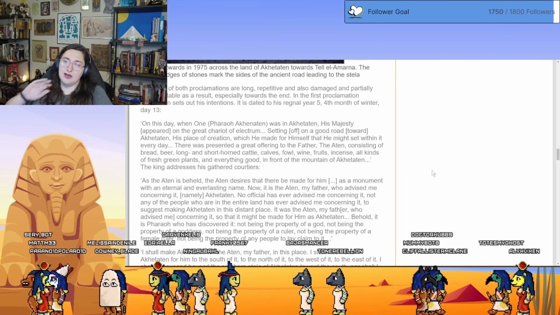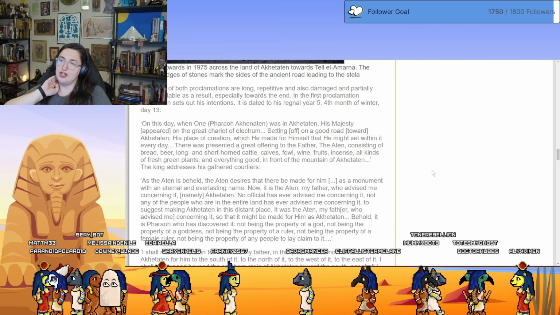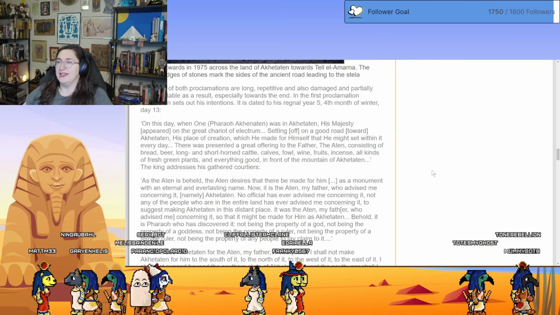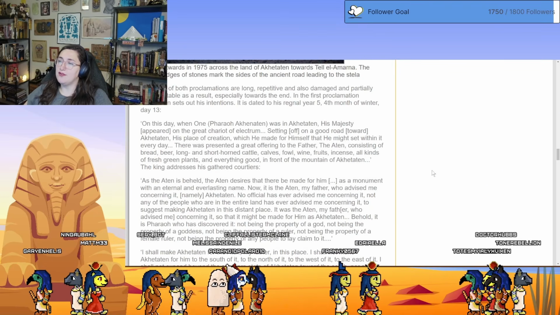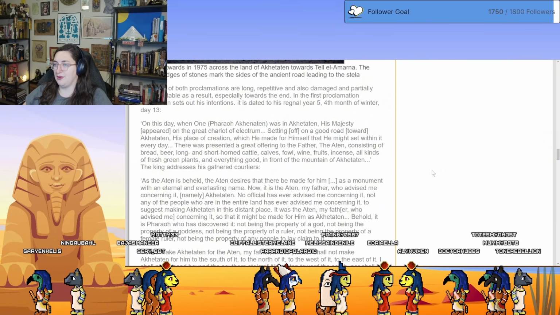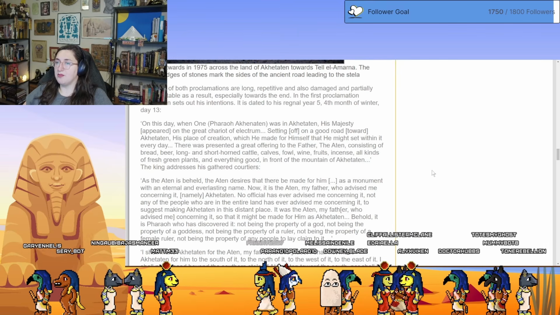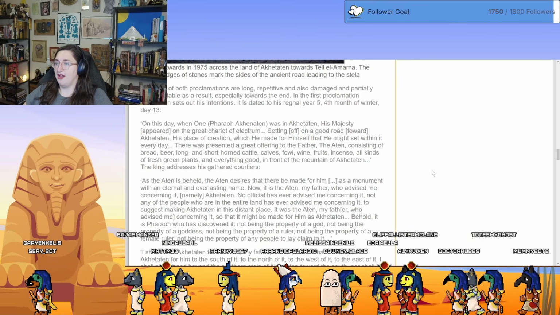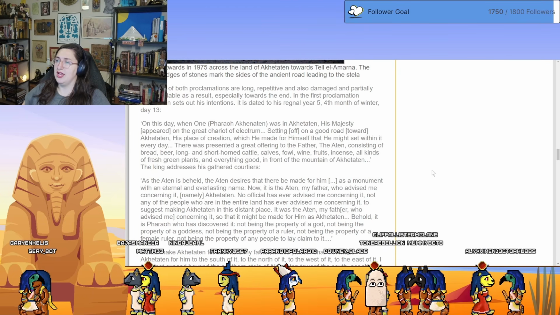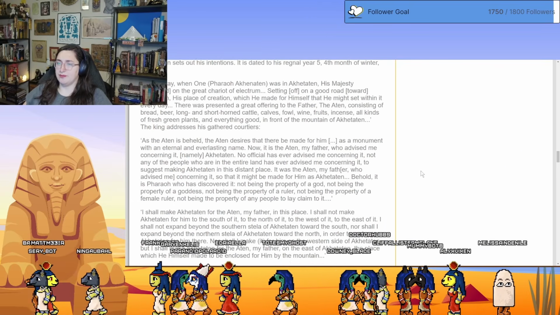On this day, when one was in Akhetaten, his majesty appeared on the great chariot of electrum, setting off on the good road toward Akhetaten, his place of creation, which he made for himself that he might set within it every day. There was presented a great offering to the father, the Aten, consisting of bread, beer, long and short-horned cattle, calves, fowl, wine, fruits, incense, and all kinds of fresh green plants, everything good, in front of the mountain of Akhetaten. The king addresses his gathered courtiers.